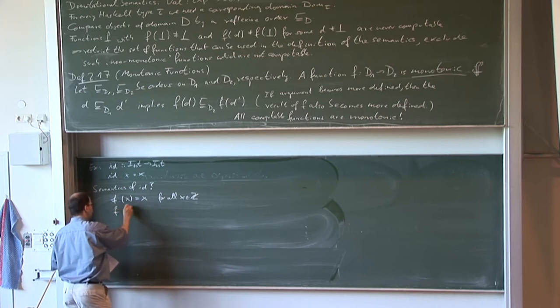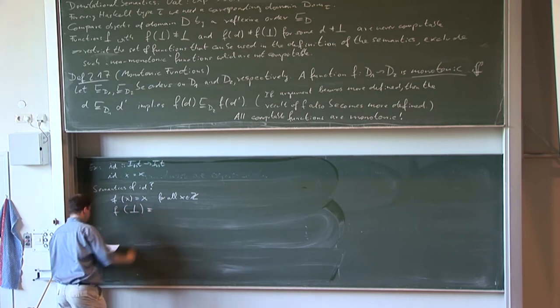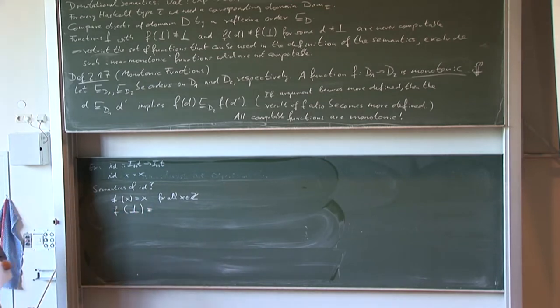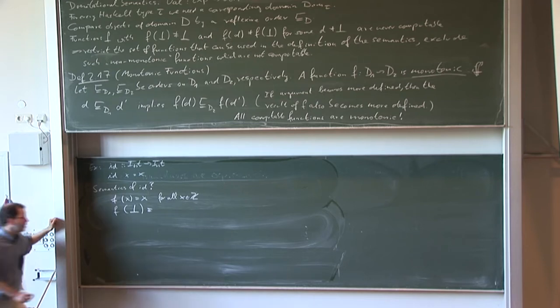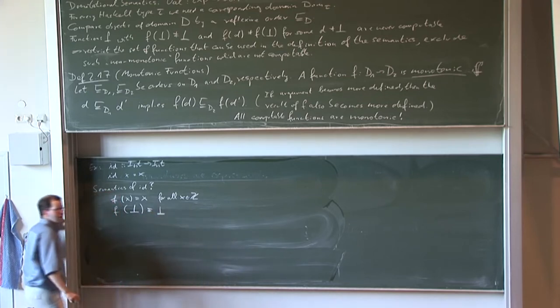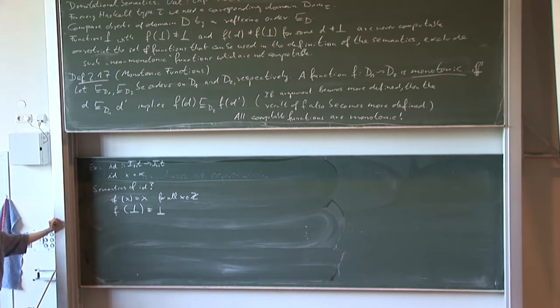And what should happen on bottom? Now, what is your proposal for the semantics? I mean, there are many possibilities. 0, 1, 2, minus 1, minus 2. Bottom. And why does it have to be bottom? If it's not bottom, then it's not computable.